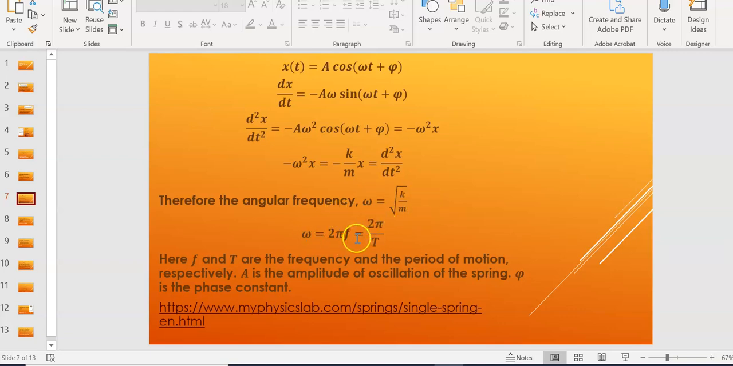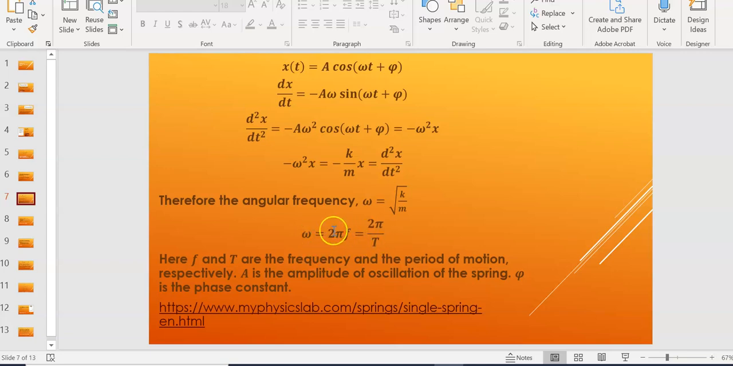So the angular frequency is equal to 2 pi times the regular frequency. Remember, a frequency is the number of oscillations per second, right? So here you have your angular frequency is 2 pi times your regular frequency. And the number of oscillations per second, if you take the inverse of your frequency, you get a period, which is the amount of time it takes to complete one oscillation.